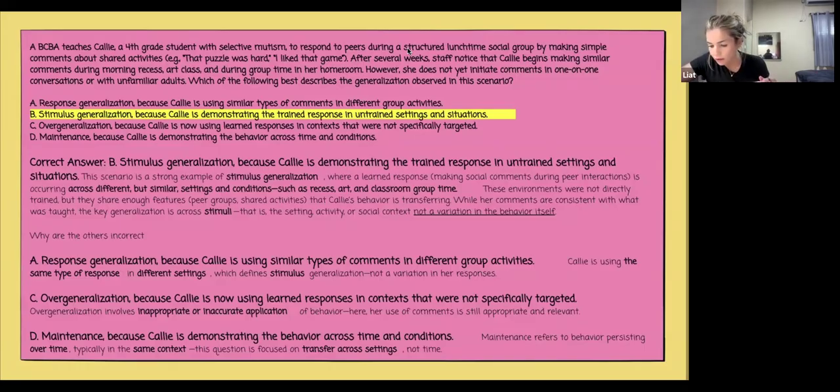Okay? And it's not maintenance because Callie is demonstrating the behavior across time and conditions. Maintenance refers to behavior persisting over time, typically in the same context. This question is focused on the transfer across settings. So we do talk about different settings across different behaviors and across different subjects or individuals.